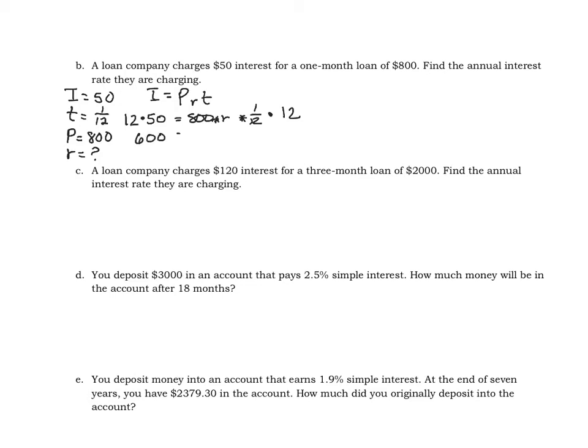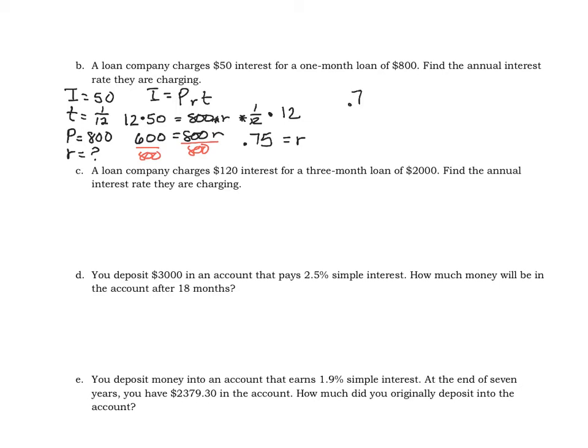And that will give me 600 equals 800 R. So to solve for R, I can divide both sides by 800. Okay, so I get R equals 75 hundredths. Now remember, that is a decimal.